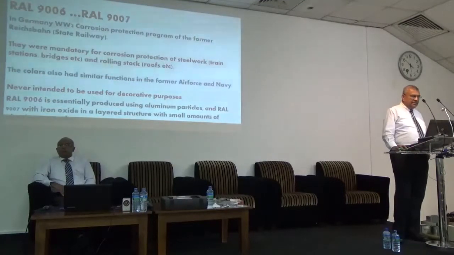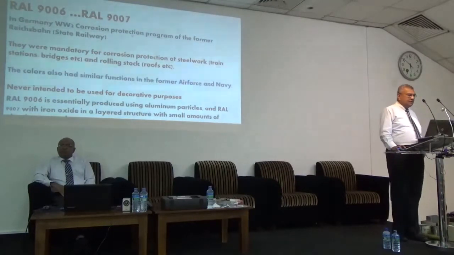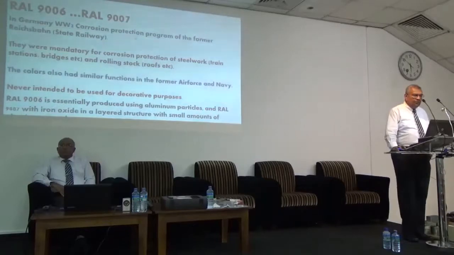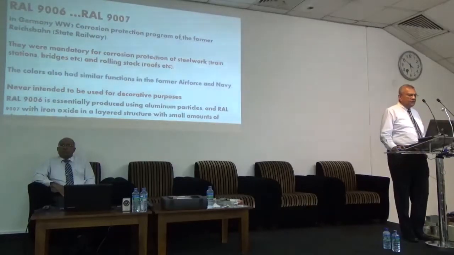So what happened is in Germany in World War II, the state railways, the Reichsbahn program, selected these 2 colors for all their trains and bridges. And so when you are watching a film from World War II, all the railway stations and trains and everything is aluminium panel. So that is RAL 9006. After that they started using it for the Air Force and Navy also.